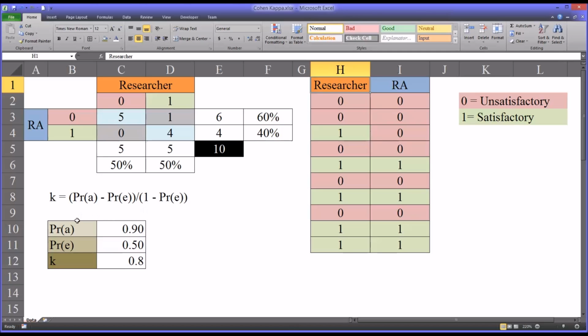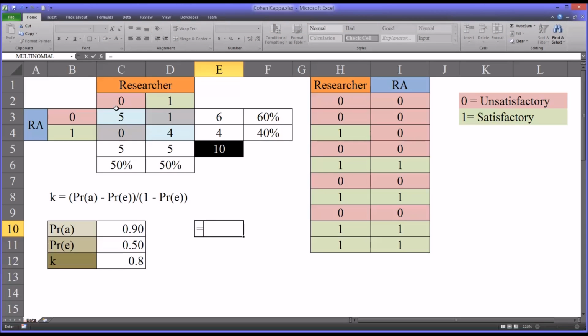So let's calculate the two components that we'll need to finish the calculation for kappa: the relative observed agreement and the probability of agreement based on chance. You can see I have the relative observed agreement as 0.9, or 90%, and that's calculated by taking the agreement, in this case of the unsatisfactory, and adding the agreement for satisfactory, so 5 plus 4, and then dividing by the total. You see I arrive at 0.9.